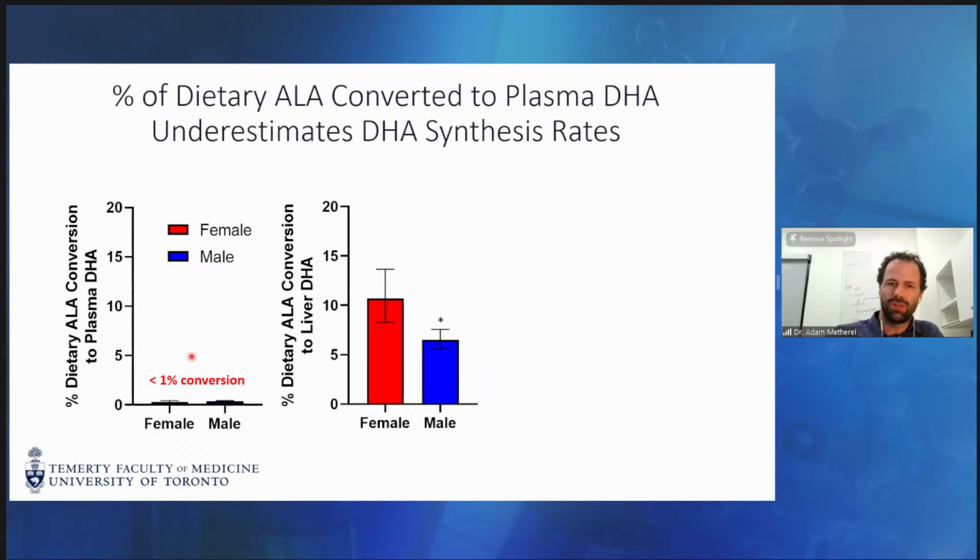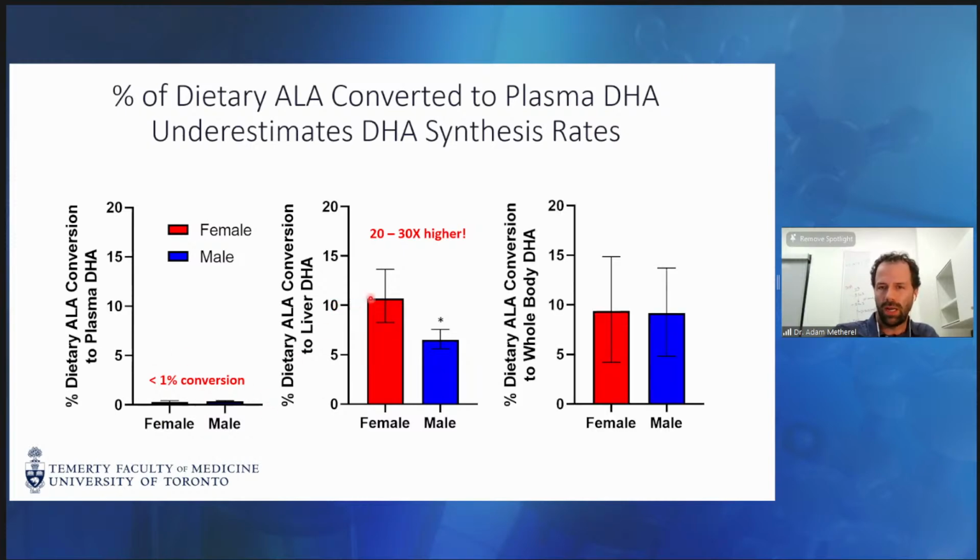But if we start looking at liver now, we have percent dietary ALA conversion to liver DHA. We're actually in the 6 to 10% range. So up to 10% of dietary ALA is actually being converted to liver DHA. And this is a very large 20 to 30 times higher than what we're measuring in the plasma. With whole body, we're again in this 9 to 10% of dietary ALA being converted to DHA in the whole body. And this is again 30 times higher than what we're measuring in the plasma.